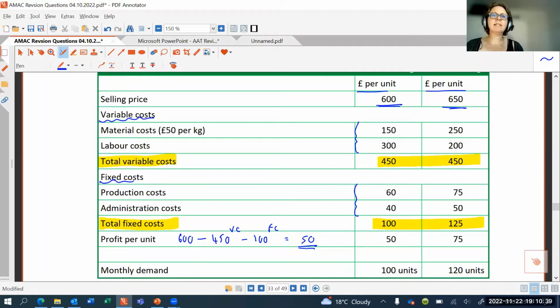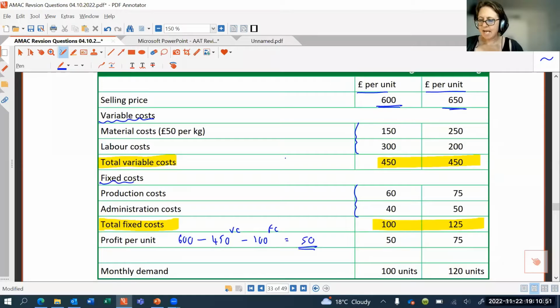And as well as all this information that I'm given for each individual unit, I'm also told the monthly demand. So how many customers are demanding? They're demanding 100 units of MEG and another 120 units of MOG.